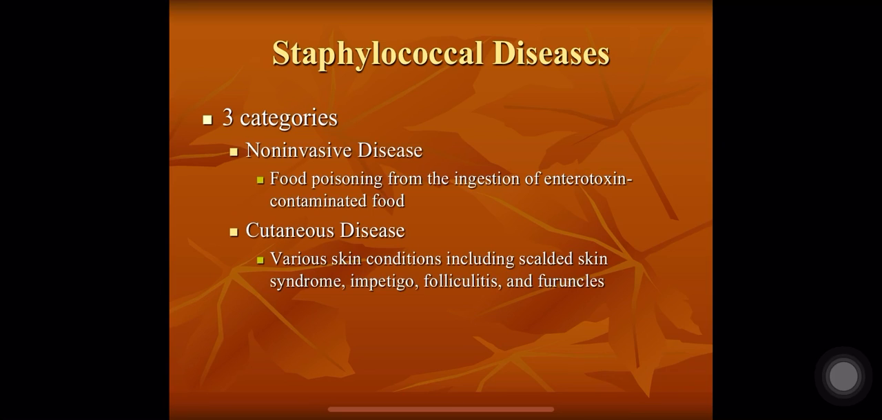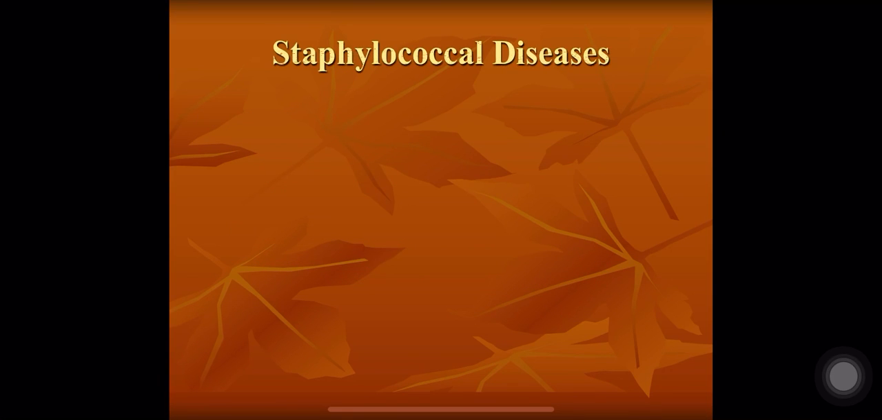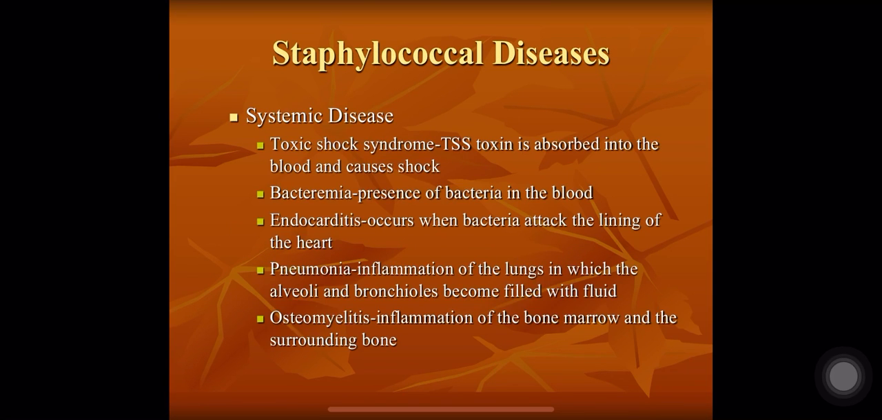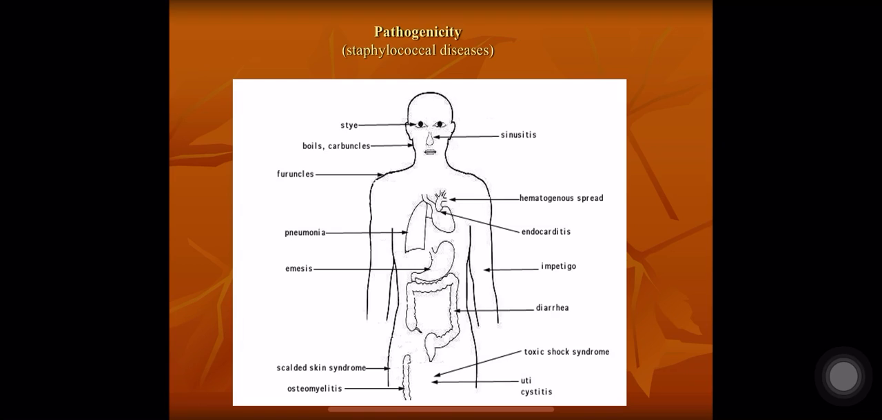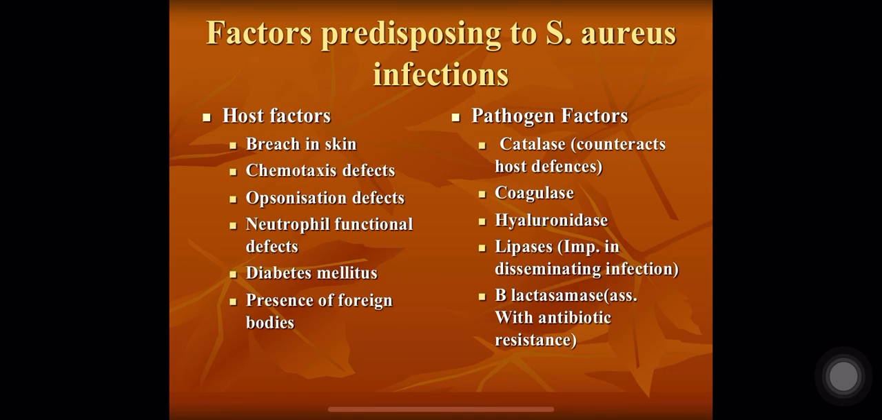Staphylococcal disease can be divided into three categories: the non-invasive diseases like food poisoning; cutaneous diseases like impetigo, scalded skin syndrome, folliculitis, etc.; and systemic illnesses like bacteremia, endocarditis, pneumonia, osteomyelitis, and toxic shock syndrome. Various diseases caused by Staph aureus can be depicted like this in a pictorial manner in one photograph.